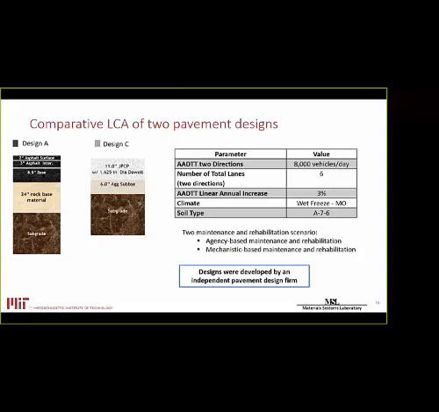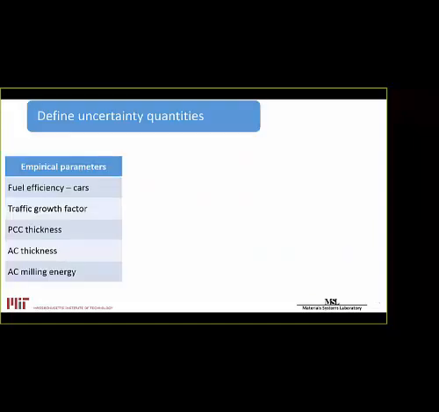And we looked at a couple different maintenance and rehabilitation scenarios, which are important when you look at a 50-year analysis period. So, getting back to our process, the first thing we do is define our uncertainty quantities. And as you might imagine, there are many, many parameters that are what we would call empirical parameters. Remember, in principle, they have a true measurable value.